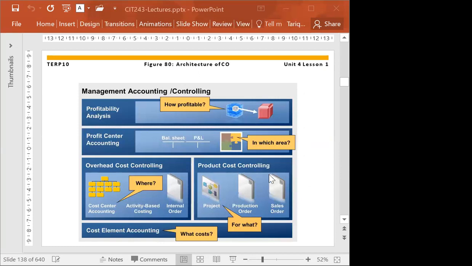But when it is going from finance to controlling, it is going as a single entry. They're just receiving the cost, or they're just receiving the revenue. Revenue will directly go to profit center accounting. Revenue will directly go to profitability analysis. The cost will go either through the overhead cost, or through some production order or some project or some other heads which are available here.